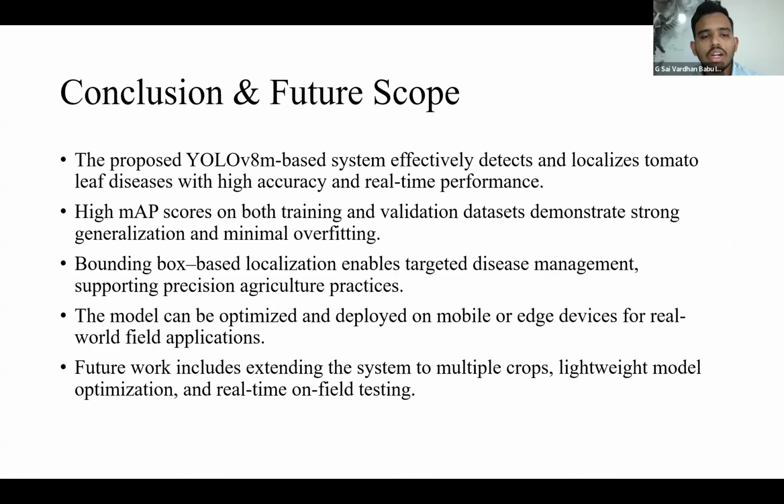In future, this model can also be worked with mobile or edge devices for real-time field applications, and we can extend this work to multiple crops, not limiting it only to tomato leaves. Thank you.